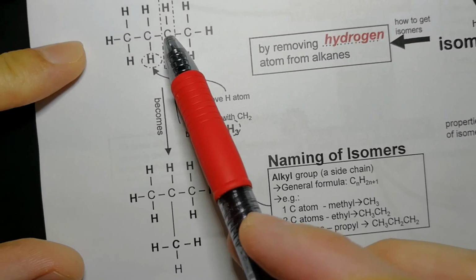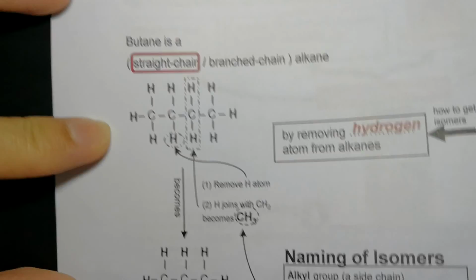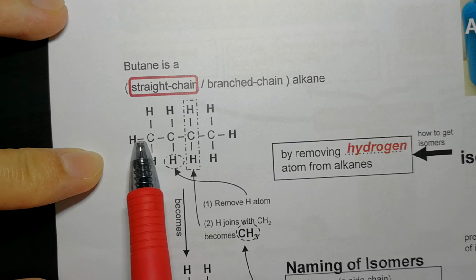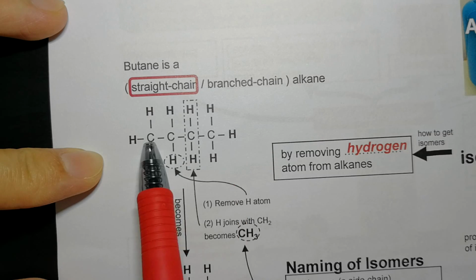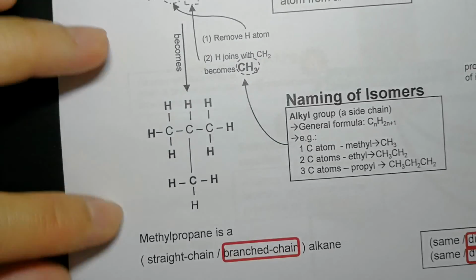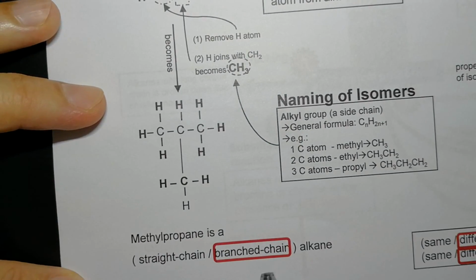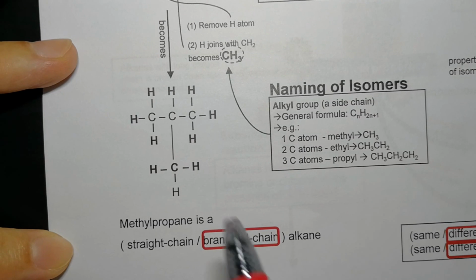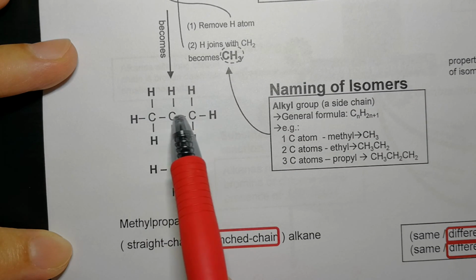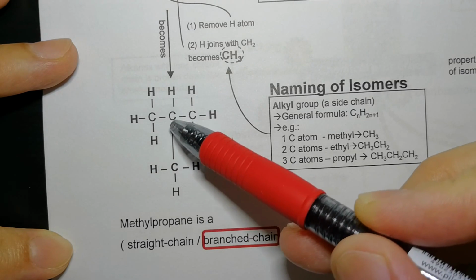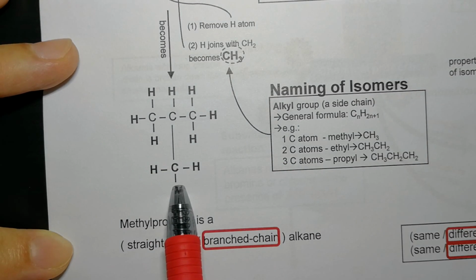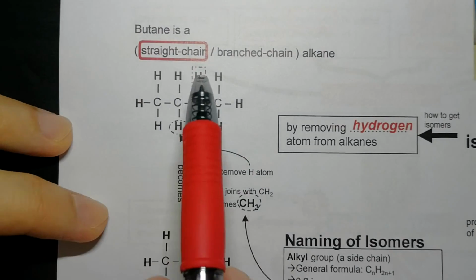Okay. So this butane is a straight chain alkane. Straight chain. That means all the carbon atoms are in one straight line. So this is a straight chain alkane. This is called a branch chain alkane. Branch chain, meaning that you have a straight chain here, 3 carbon atoms, and then after that there is a branching here. So this is a branched chain alkane. This is a straight chain alkane.